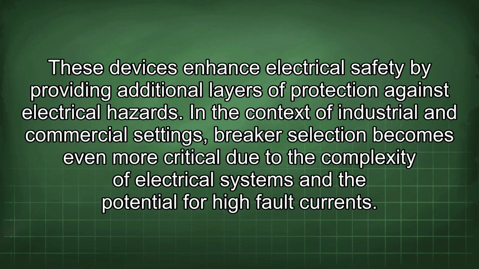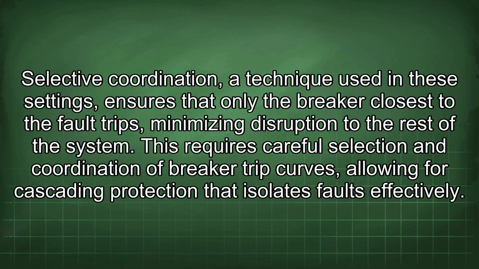In the context of industrial and commercial settings, breaker selection becomes even more critical due to the complexity of electrical systems and the potential for high fault currents. Selective coordination, a technique used in these settings, ensures that only the breaker closest to the fault trips, minimizing disruption to the rest of the system. This requires careful selection and coordination of breaker trip curves, allowing for cascading protection that isolates faults effectively.